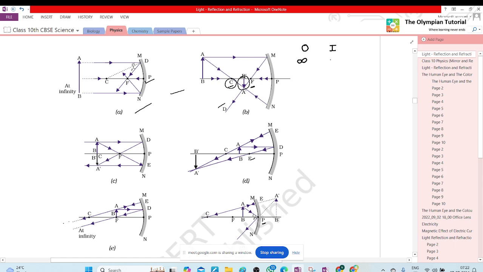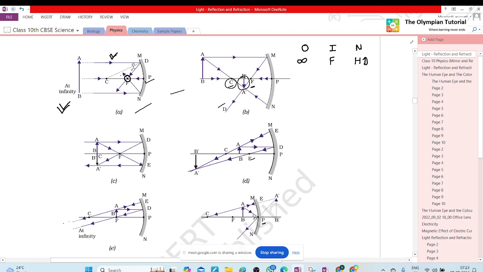Then image will be formed at F, focus. What will be the nature of the image? It'll be highly diminished, point sized. I am writing in short form only, because we have completely made the chart. This is only for quick revision. Are you okay with it? So here same thing as we have done for focus. Rays are coming parallel and after striking the reflecting surface, they will meet at the focus.